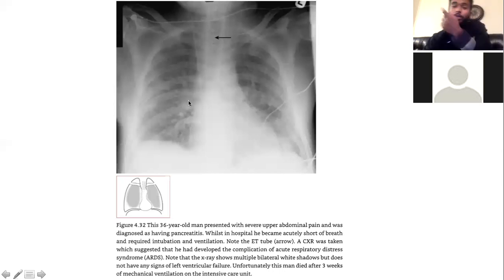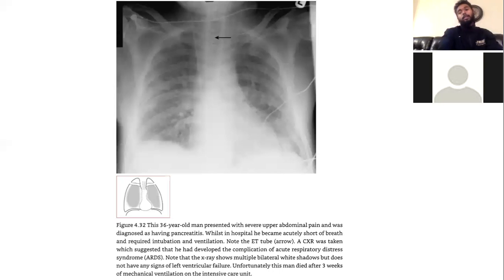So definitely consolidation, but then there's this whole diffuse presentation where I also don't see the costophrenic angle right here. So that's pleural effusion. That's definitely fluid accumulating, which I'm going to go into in a second. But this whole diffuse presentation kind of looks like pulmonary edema.